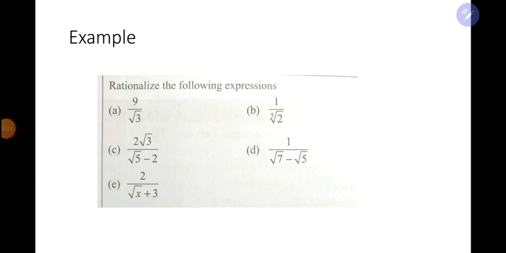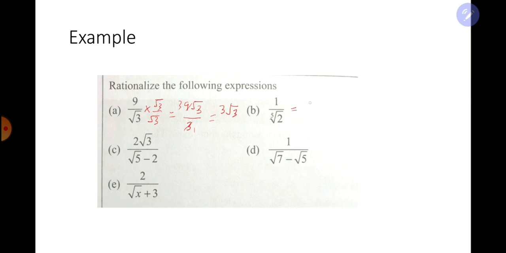Okay, so now we look at a few examples on this. Okay, rationalize the following expression: 9 over surd 3. So what you can do is you can multiply with root 2 of 3 over root 2 of 3. So you akan dapat 9 over root 2 of 3 over 3 kan. Ini boleh simplify lagi, so you're gonna get 3 root 2 of 3.